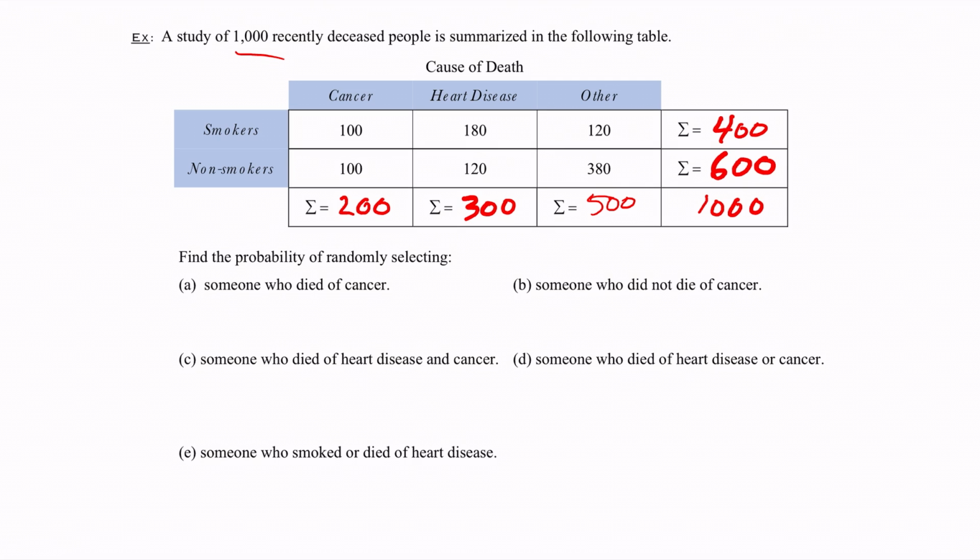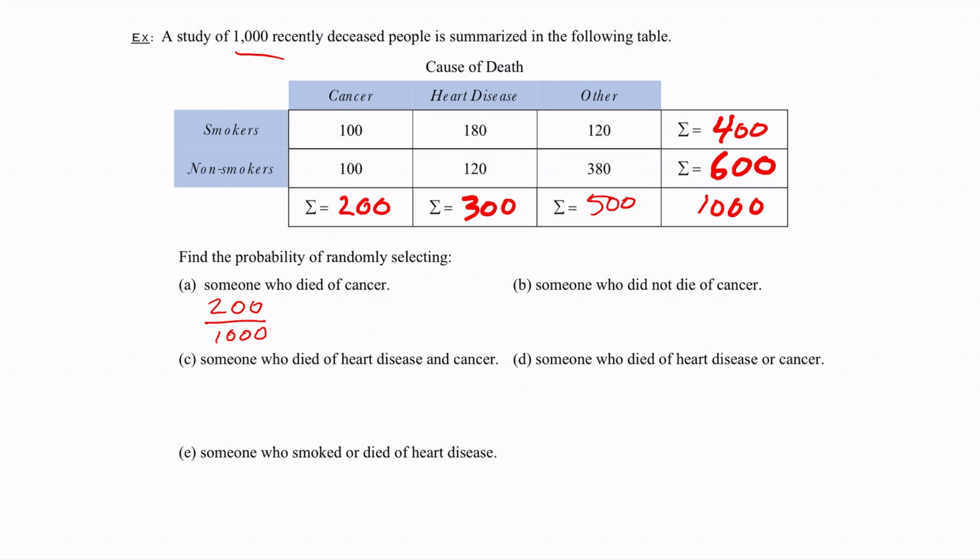reading the first example, someone who died of cancer. We want to know what's the probability that somebody died of cancer. So what we can do is look at the total number of people that died of cancer. In this case, there was 200 out of the total number of people that were in the table, which was 1,000. So that probability would be 200 over 1,000.